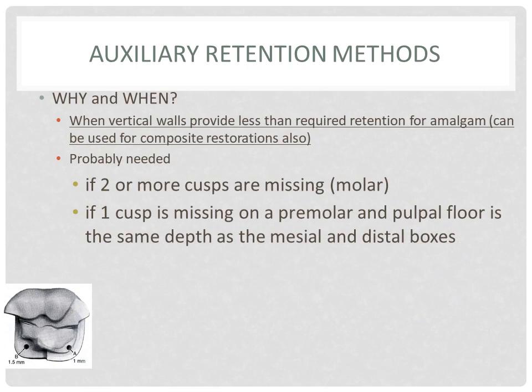Vertical walls, when parallel or converging, offer retention for direct restorations. When the tooth has missing walls, as in the picture, the operator has to consider additional retention methods. Additional, supplemental, or auxiliary retention is typically needed if two or more cusps are missing on a molar, or if one cusp is missing on a premolar.